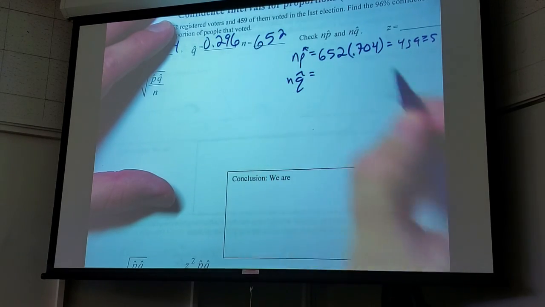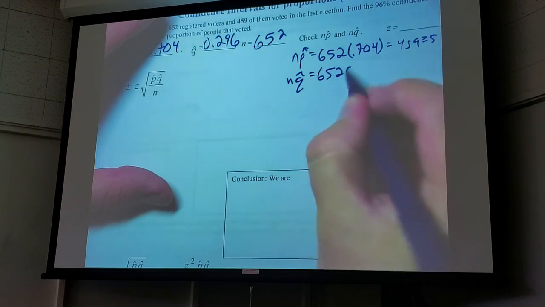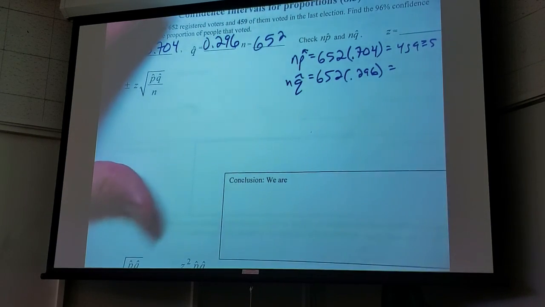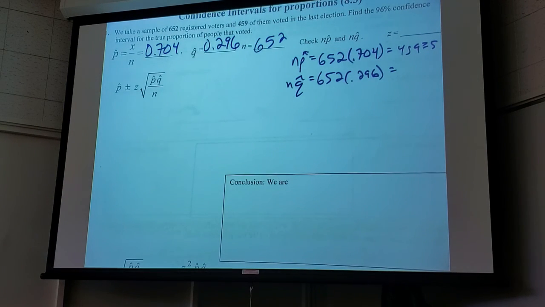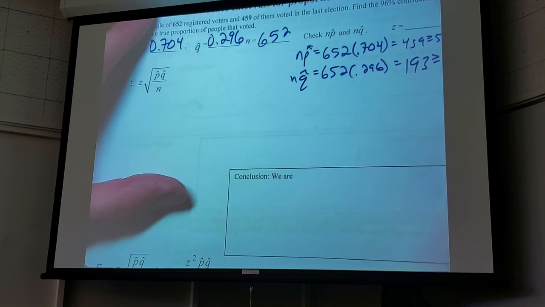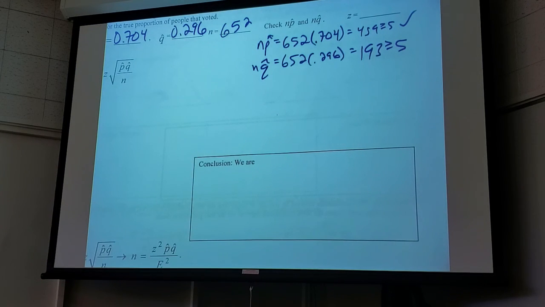Now I have to check n q hat. That, of course, is going to be 190. I don't know, 193. Okay, well, 192.992. We're way above 5, so we can round. Students are often like, "Oh, Jeff, you're always like at least 3 places, at least 4 places." All I need is more than 5. I don't have to be that specific in this case, right? So that takes the place of n greater than 30. n greater than 30 is when I'm dealing with means. np and nq stuff is when I'm dealing with percentages. So now we know we can do this problem.